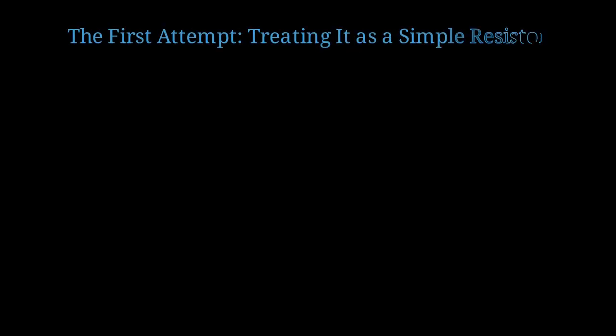In 1947, they were studying the surface of germanium crystals. When they applied voltage, the current didn't behave like a simple resistor. Something strange was happening at the surface. Let's understand their initial approach.